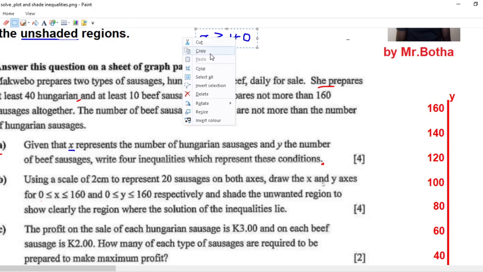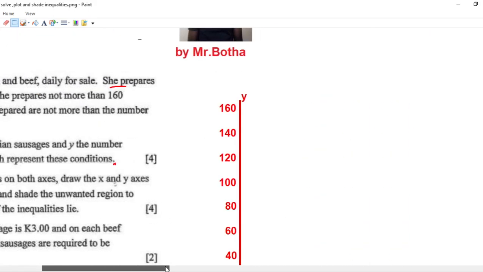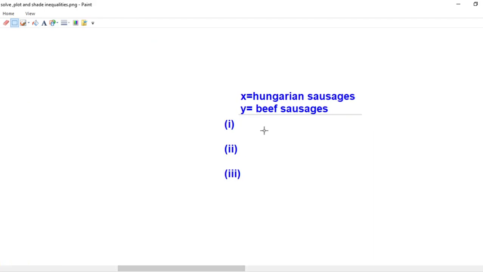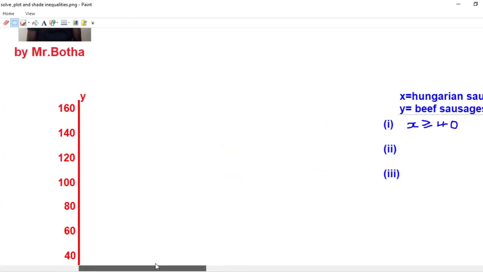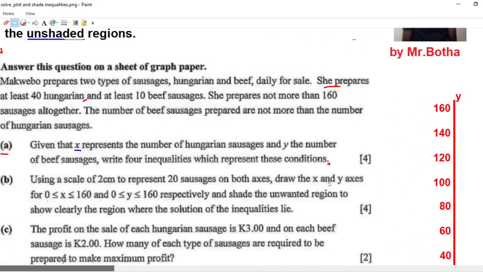Remember, this inequality that I've written is just representing the first statement that Makwebo prepared at least 40 Hungarian sausages. Now that will be our first inequality. Now we go to the second one. It says, and at least 10 beef sausages.